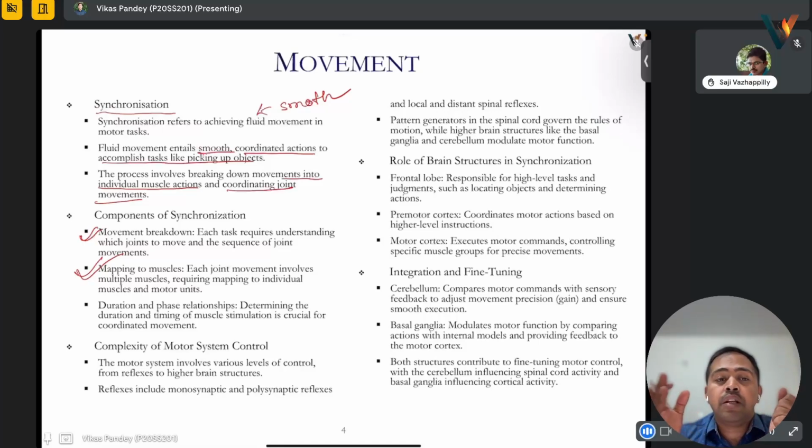Then duration and phase relationship. It is not that all the movements are of the same duration and same strength. So the third part is determining the duration and timing of the muscle stimulation for the coordinated movement. Then what is the complexity involved in motor system control? The motor system involves various levels of control from reflex to high brain structures. Like we have seen how reflex occurs. Movement can be due to reflex, or due to our higher brain understanding, like thinking something, or based on some clear-cut decisions.